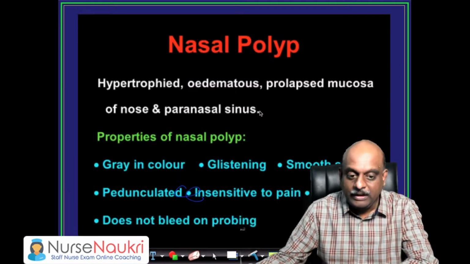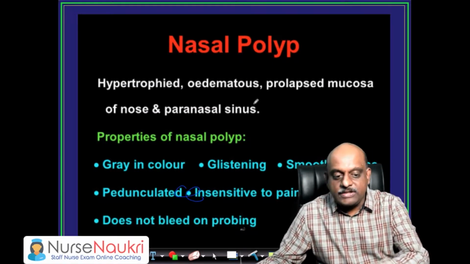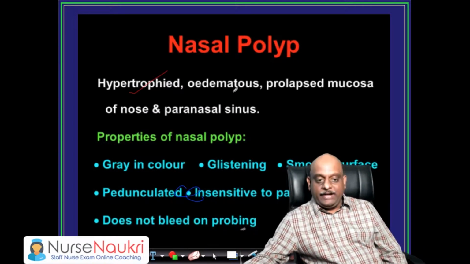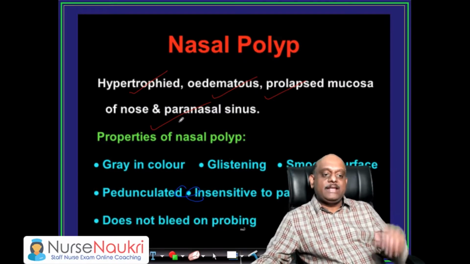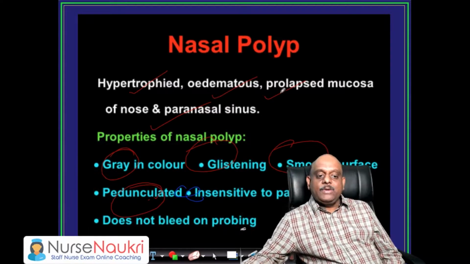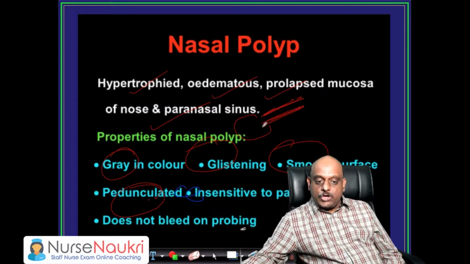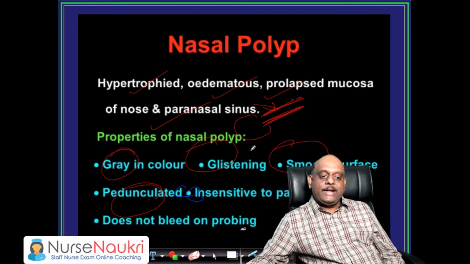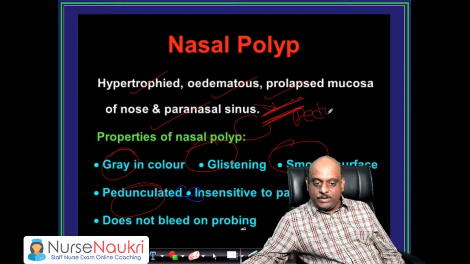Very good. So nasal polyp is that hypertrophied, edematous, prolapsed mucosa of the nose and the paranasal sinus. It is grey in color, it is glistening, it has a smooth surface, it is pedunculated. So a polyp, if it is having a stalk, that is called pedunculated. Pedunculated is a word, right?